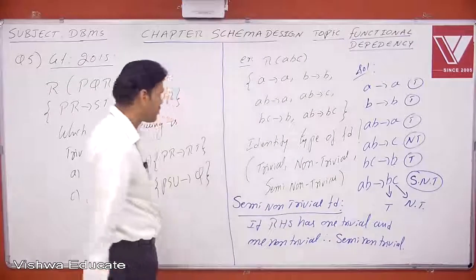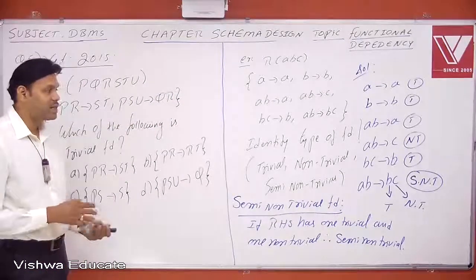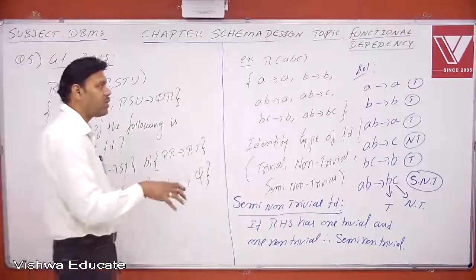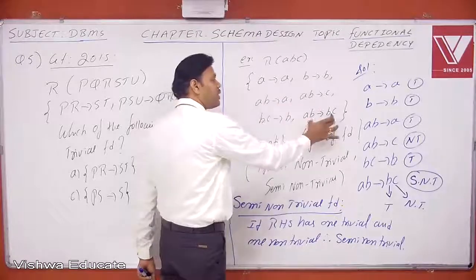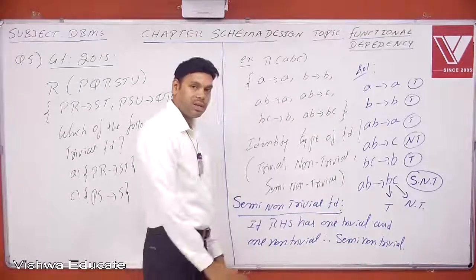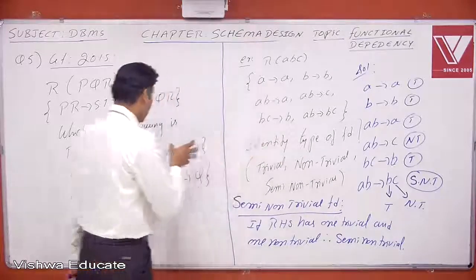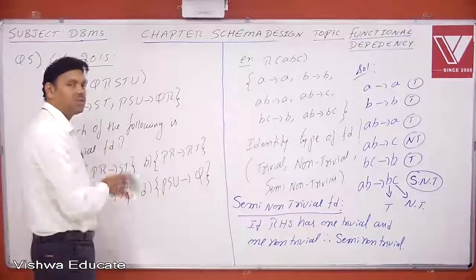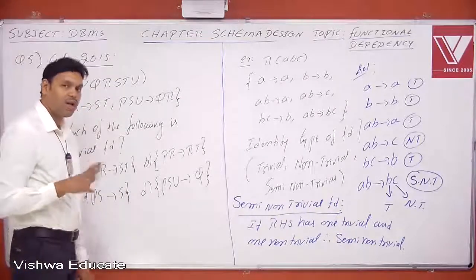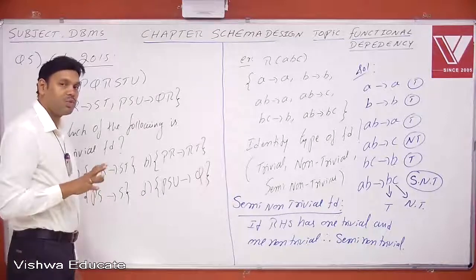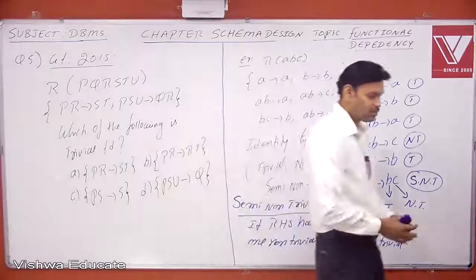That's it. Okay. Now you could copy the right hand side part, and now we have learned how to identify trivial and non-trivial and how to identify semi-non-trivial functional dependency. So if you know this, we could easily solve the GATE 2015 question, which is question number 5 of the classroom workbook. Okay, copy the right hand side part.